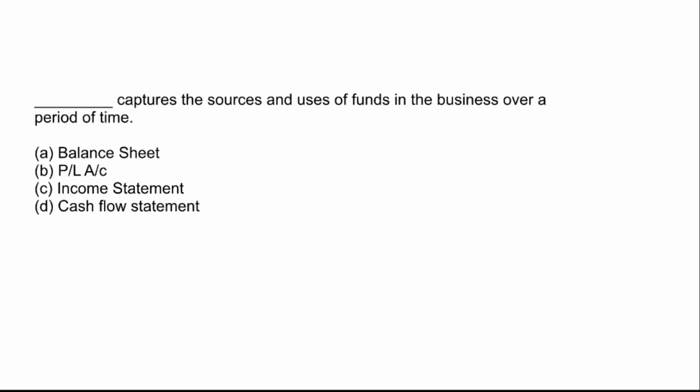Going to the next question, Dash captures the sources and uses of funds in the business over a period of time. A. Balance sheet, B. PL account, C. Income statement, D. Cash flow statement. And the correct answer is cash flow statement. Cash flow statement captures the sources and uses of funds in the business over a period of time.